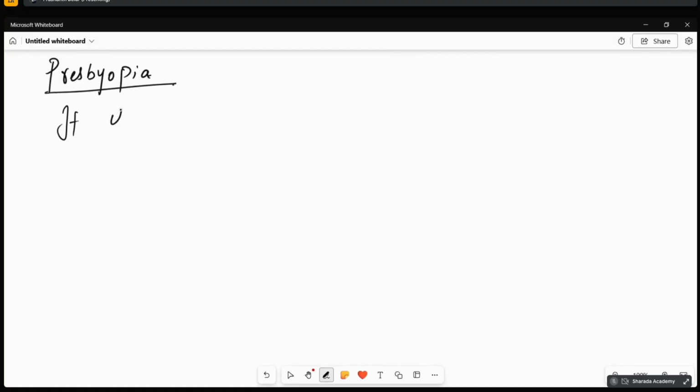It is usually found in old people. Why is it found in old people? Because the ciliary muscles become weak. Ciliary muscles are the ones which help in adjusting the lens. If they become weak, then the focal length cannot be adjusted easily. There we get presbyopia, which is both long-sightedness and short-sightedness, that is hypermetropia and myopia.